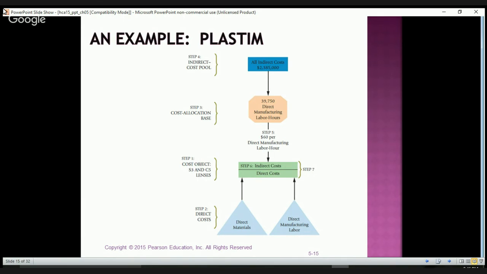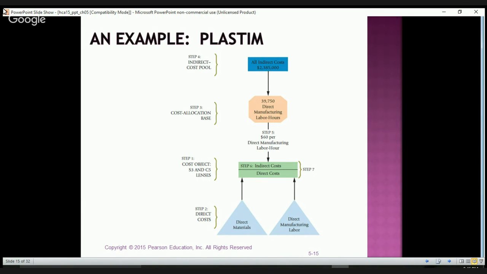In step 5, we compute the rate per unit of each cost allocation base. Remember the formula? It's budgeted total cost in the indirect cost pool divided by budgeted total quantity of the cost allocation base. So we're going to take the $2,385,000 and divide it by 39,750. Our overhead rate is going to be $60 per direct manufacturing labor hour.